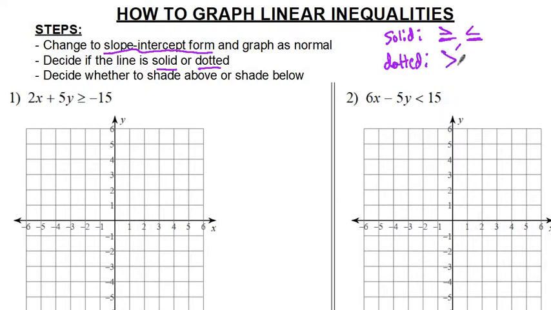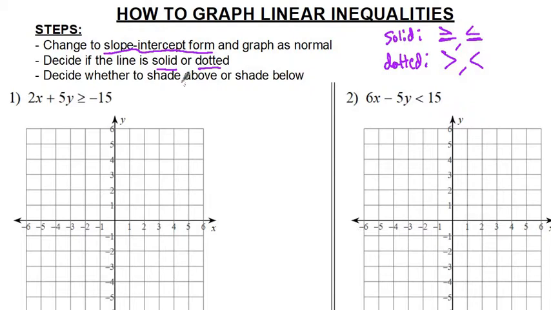A dotted line is used if it's only y is greater than or only y is less than. The reason you use a dotted line is you want to symbolize or represent that y gets very close to that line, but it never actually touches it, never equals that. And so that's how we signify that.